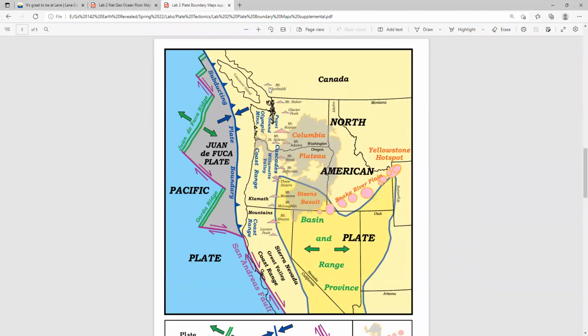So here's all the big volcanic mountains of the Cascades. And there's Mount McLaughlin. Mount Mazama is Crater Lake. Here's Mount Shasta, and then Lassen Peak is the southernmost volcano of our Cascade Range.